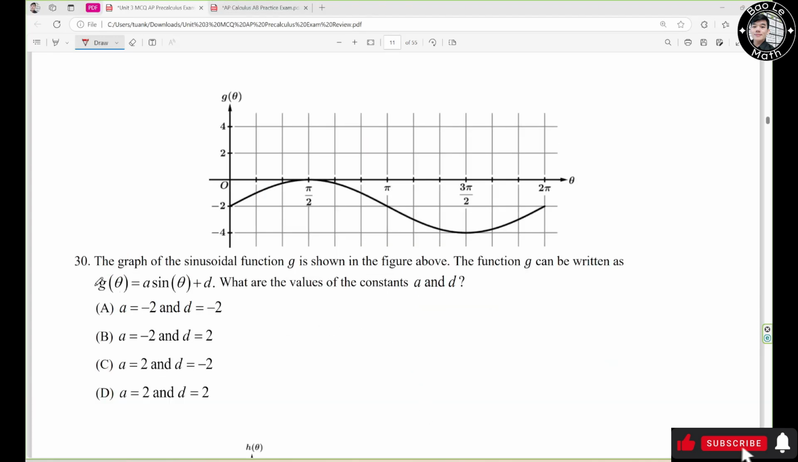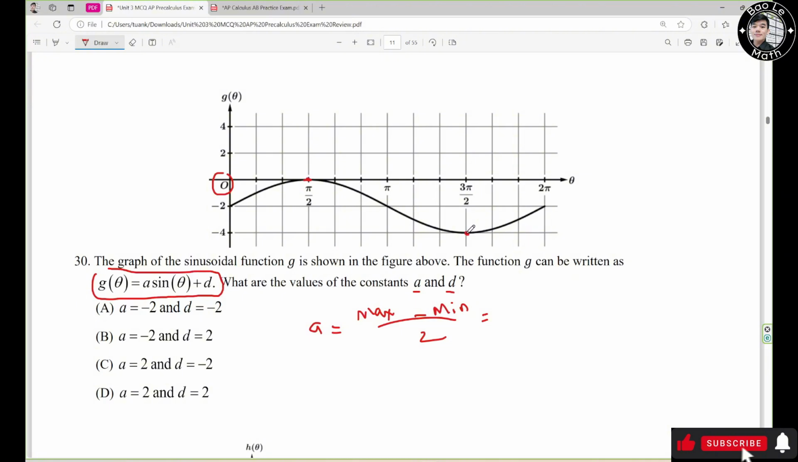Now let's move on to question 30. The graph of the sinusoidal function g is shown in the figure above. The function g can be written as g of theta equals a sine theta plus d. What are the values of the constants a and d, right? A, which means amplitude, right? So we have a equals maximum subtract minimum divided by 2, right? Maximum is going to be 0, right? The highest point right here.